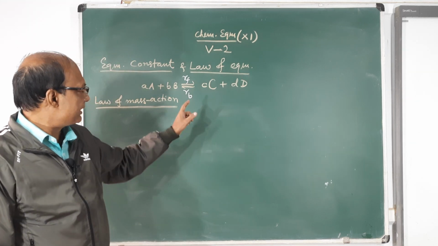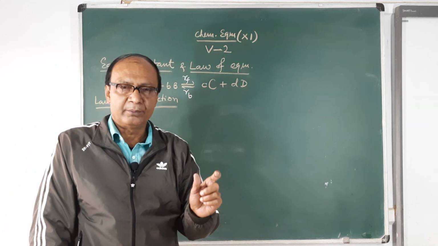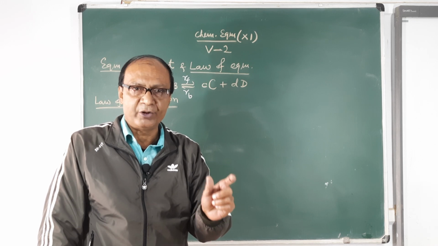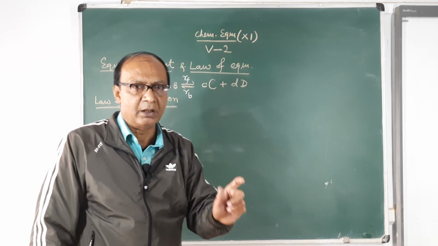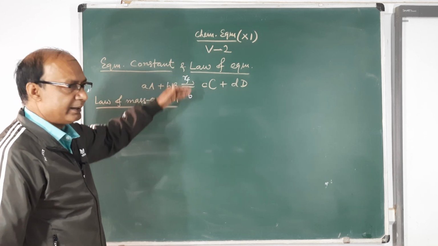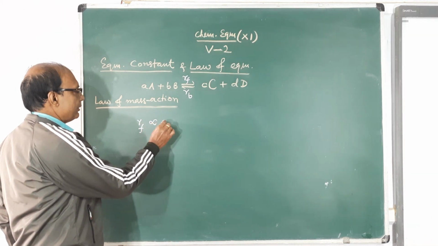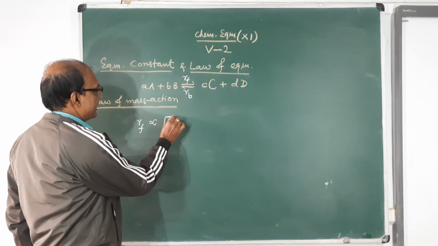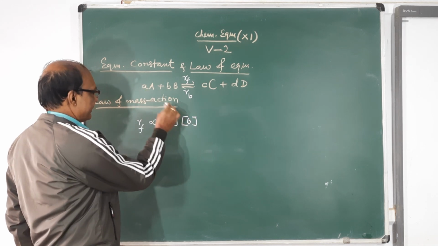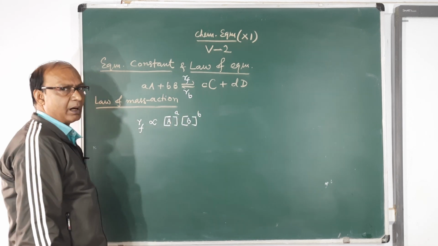According to the law of mass action, I repeat, the rate of a reaction is directly proportional to the product of the concentrations of the reactants with their respective stoichiometric coefficients raised as power. So applying the law of mass action for the forward direction, we can write the forward rate is proportional to the concentrations of the reactants A and B with their respective stoichiometric coefficients small a and small b raised as power.